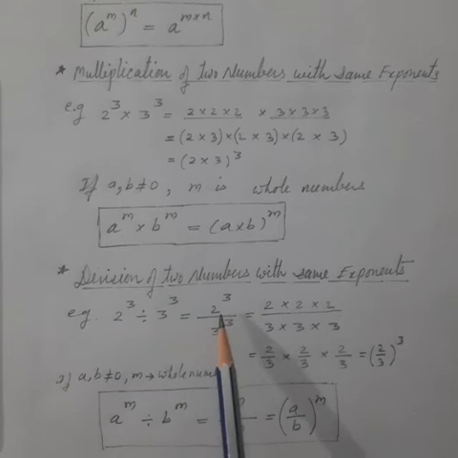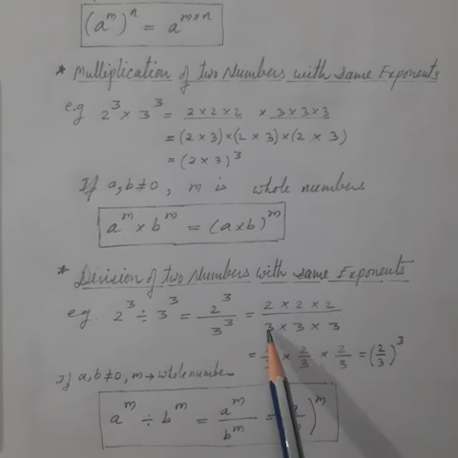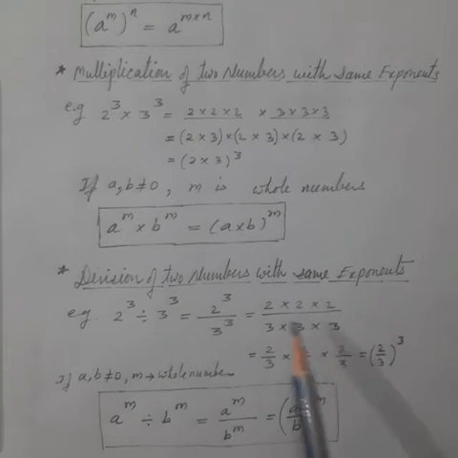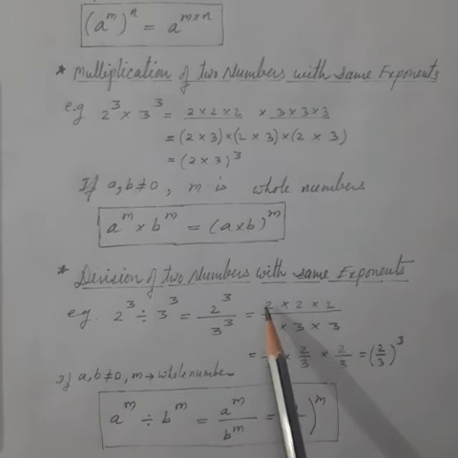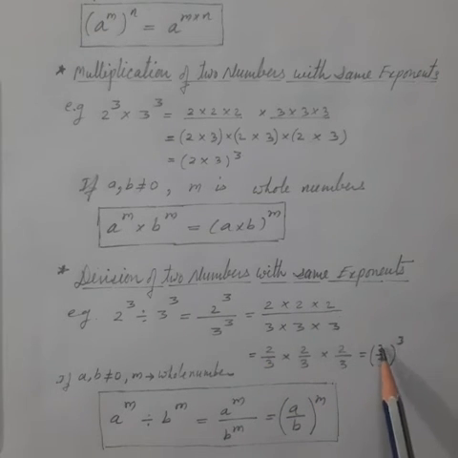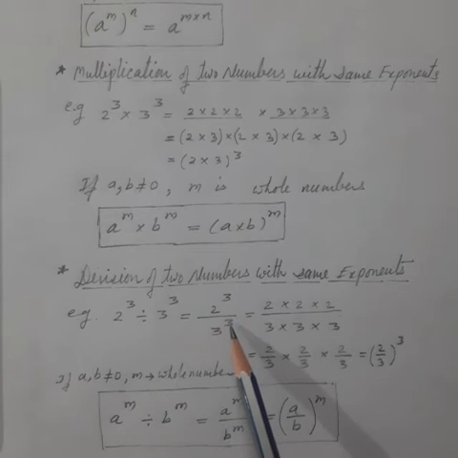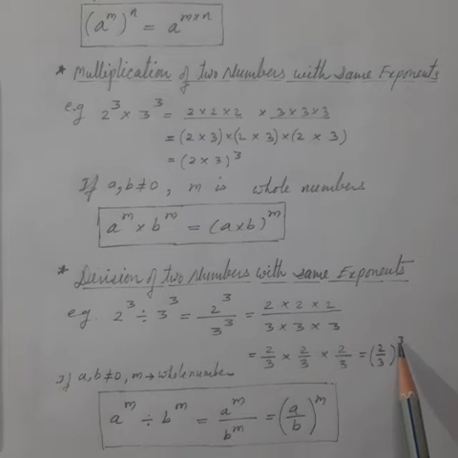Here 2 cube means 2 is multiplied by itself 3 times, and 3 cube means 3 is multiplied by itself 3 times. This division we can write as multiplication like this: 2 by 3 into 2 by 3 into 2 by 3. In this multiplication, the base 2 by 3 is multiplied by itself 3 times. So we can write it as 2 by 3 cube. In the division of two numbers with different bases but powers same, we can take the power common.